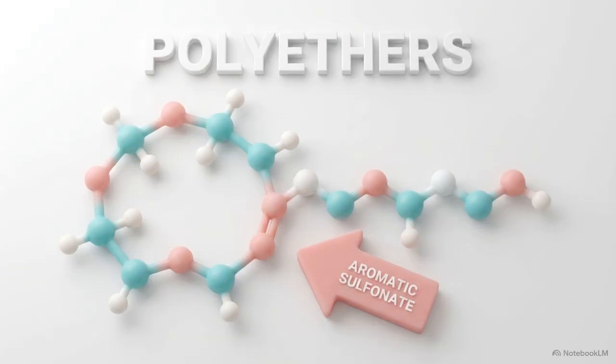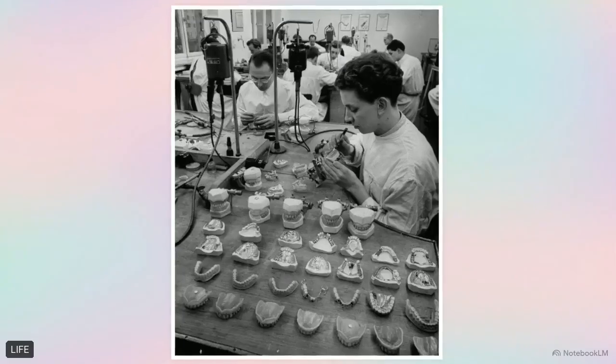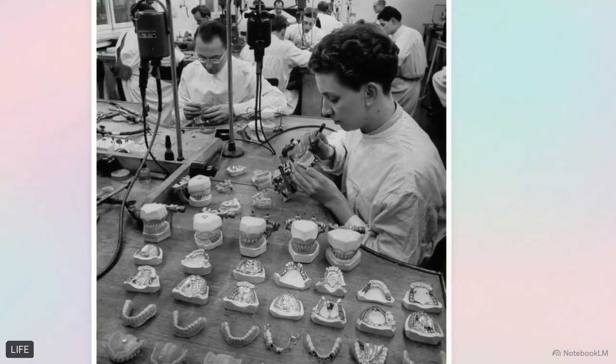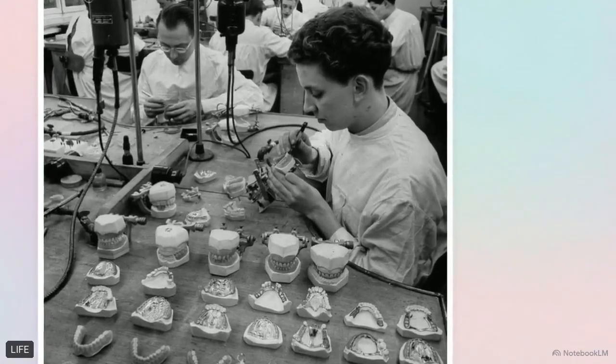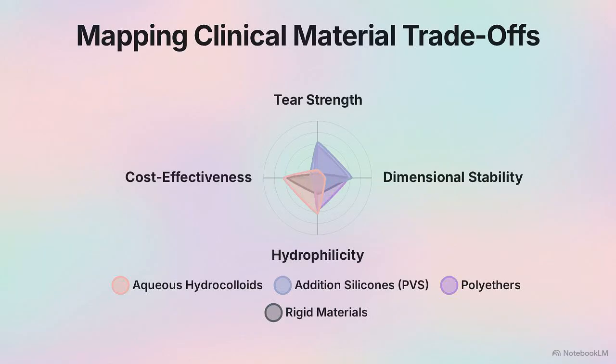Polyethers represent the final evolution in this category. They utilize a ring-opening polymerization via an aromatic sulfonate. This creates an elastomer that is inherently hydrophilic and highly rigid, making it ideal for the extreme mechanical demands of implant dentistry. By completely eliminating volatile chemical byproducts, PVS and polyethers achieved a level of dimensional stability that severed the need for immediate pouring. Impressions could now maintain accurate spatial data for days, completely restructuring how dental clinics interface with commercial laboratories.